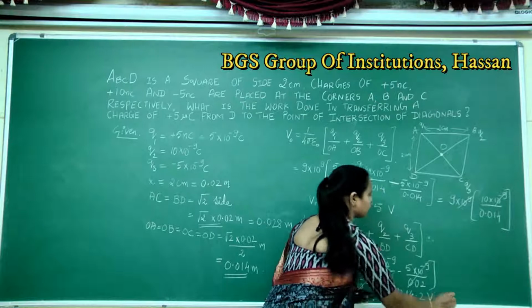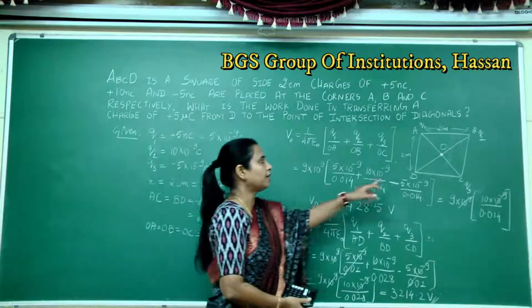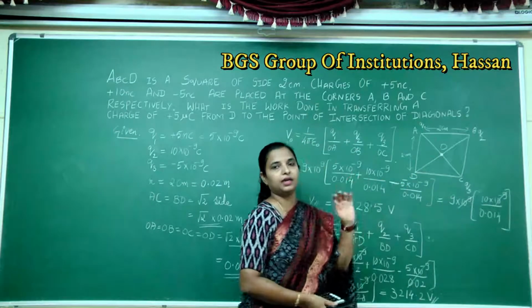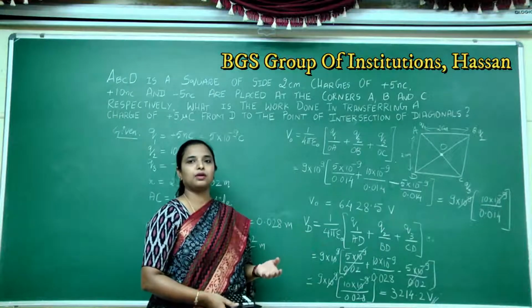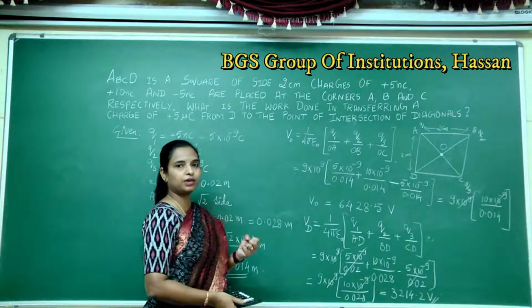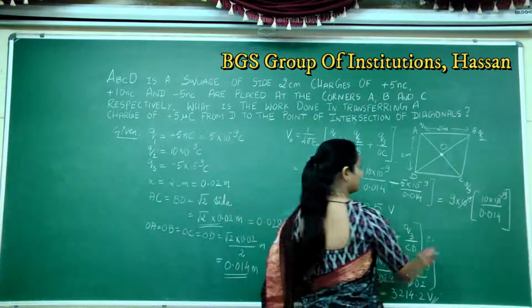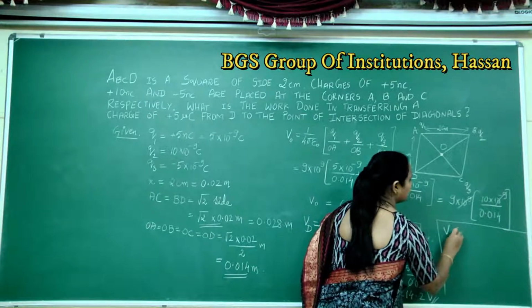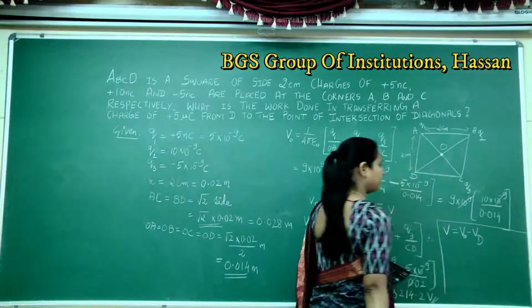volt. So now we have calculated the potential at point O and potential at point D due to the three charges Q1, Q2 and Q3. Now we have to calculate the potential difference. So potential difference andre enagutte? V is equal to VO minus VD agutte.